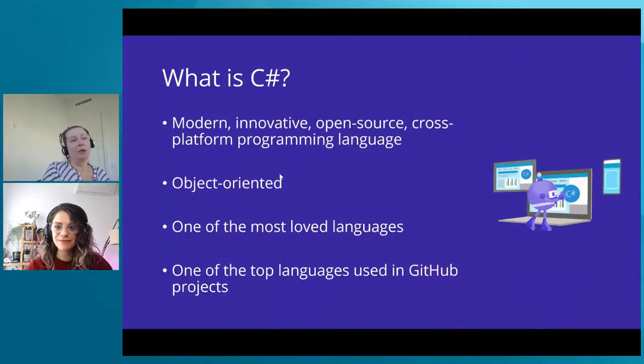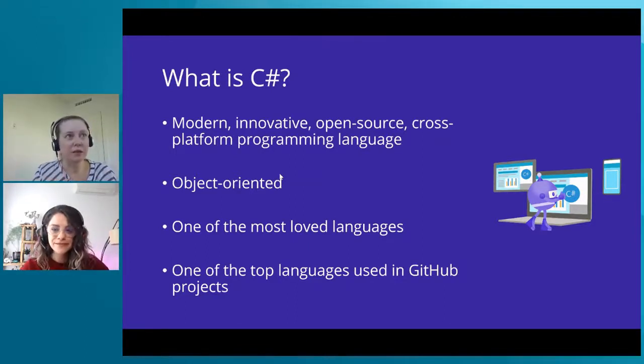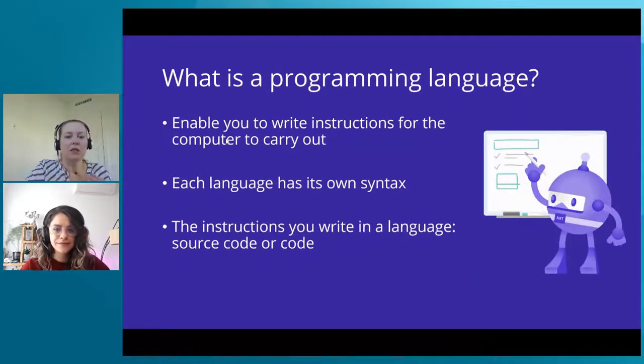So C# is also object oriented, and we're going to touch a little bit on this. It comes from the C style of languages, so similar to C and Java, the style of the language. And then we covered that it's one of the most loved languages and one of the top languages used in GitHub. All right. So what is a programming language, Jamie?